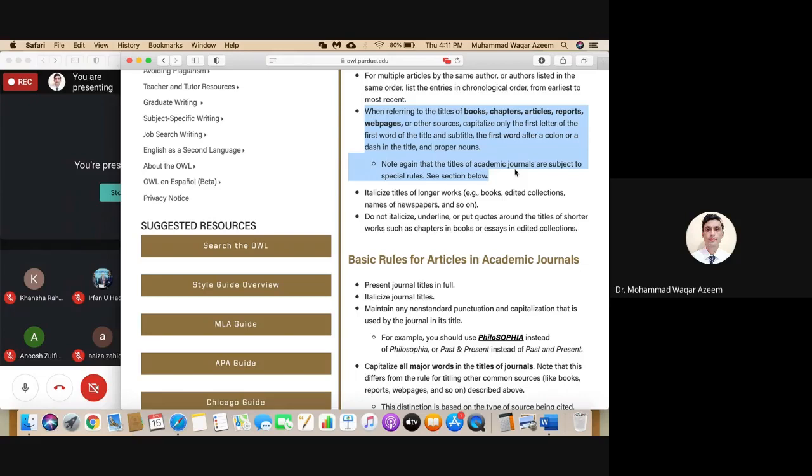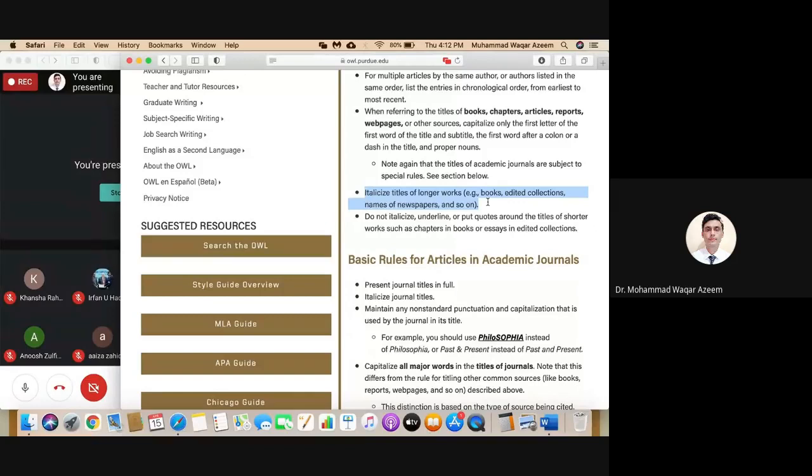And finally, if you have a proper noun in your title, you know proper nouns are names. They are names of places, names of people, names of planets, right? So if you have a proper noun in the title, the first letter of the proper noun will also be capital. All other letters are lowercase. All right. Now, this rule applies to all resources, but there are a few exceptions related to academic journals. We will discuss them in the next section. Let's move on to the next rule.